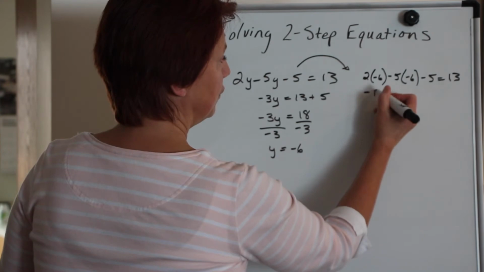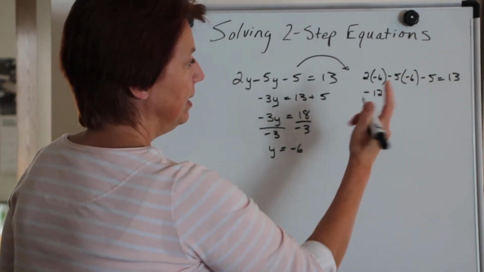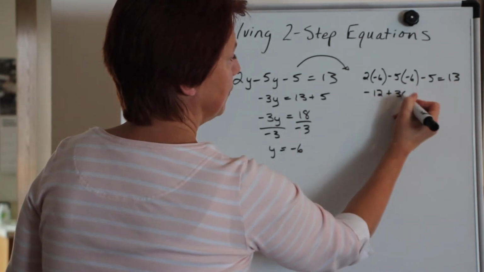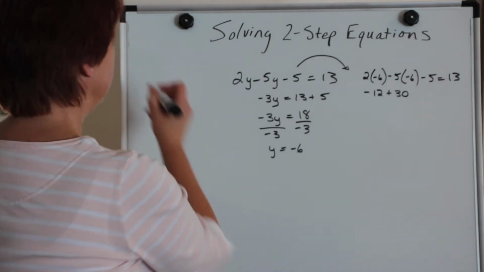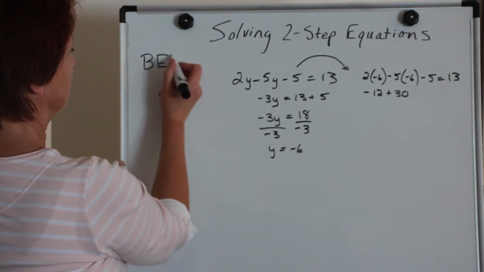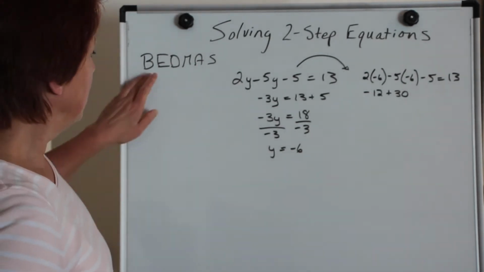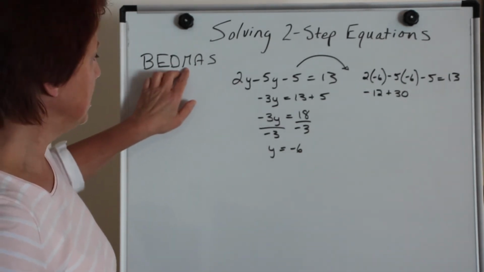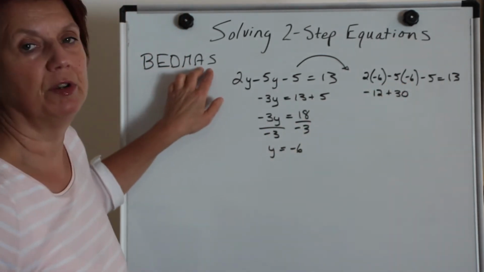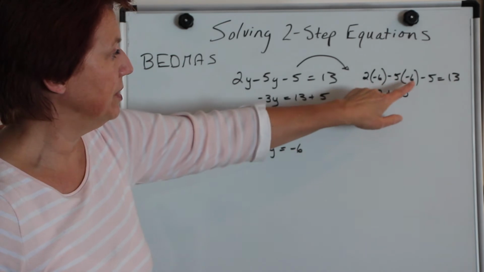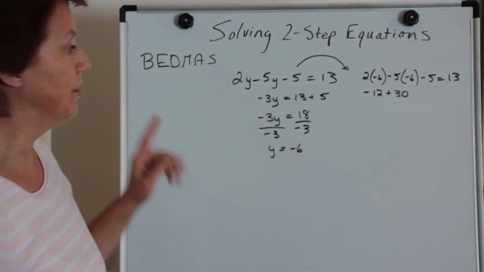So this is -12, 2 times -6. Here we have two negatives being multiplied, which will make a +30, okay? You can't subtract the 5 from the negative 12 right now because that would be violating BEDMAS rules. Alright, you always have to keep BEDMAS in mind. Brackets, exponents, division and multiplication, so we've got multiplication happening here, has to happen before we do addition and subtraction, okay?